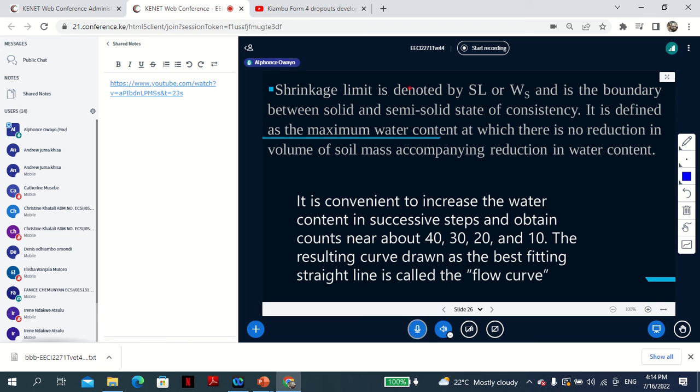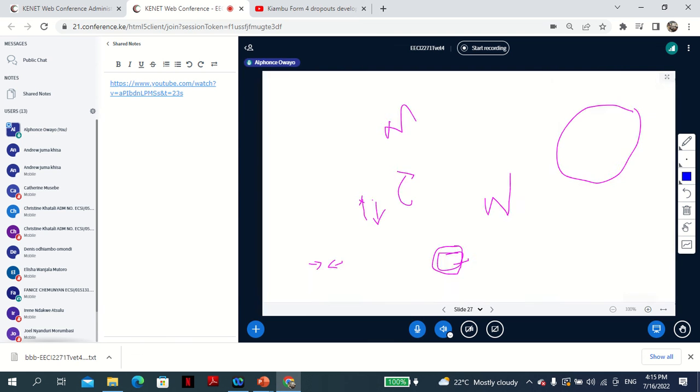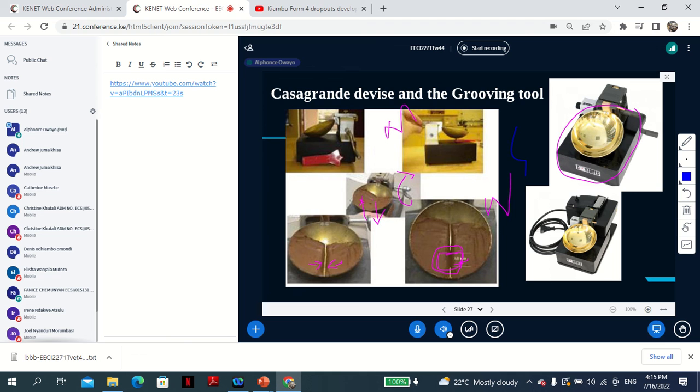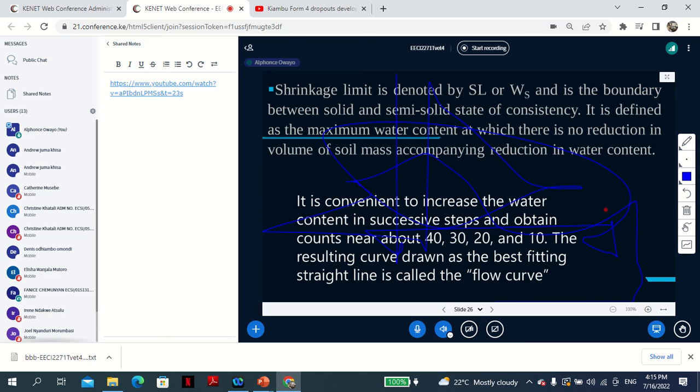Okay, you take several values, and this is normally plotted on a log scale.